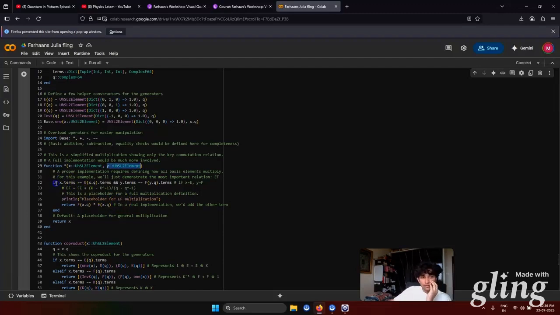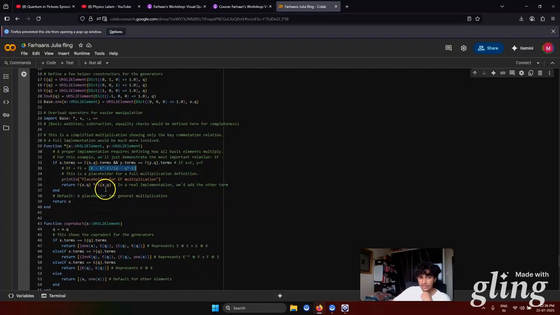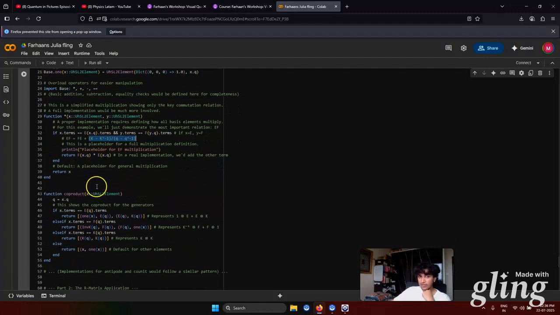Now we're going to define all our terms. If x terms are equal to this and y is equal to this. This is where we start putting in our relations. We want to show that the action is almost commutative except for this little thing over here, right? So this is how we define our multiplication between E and F.